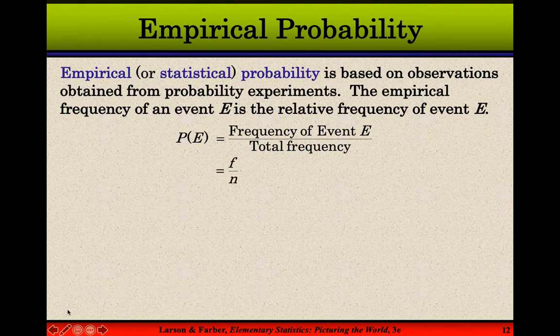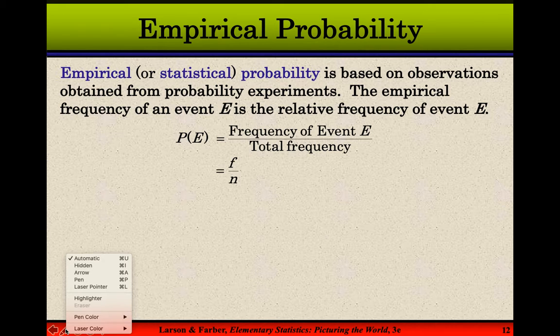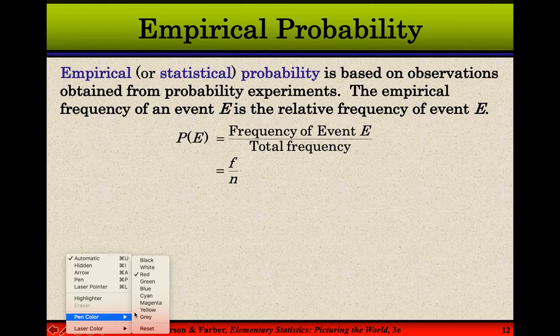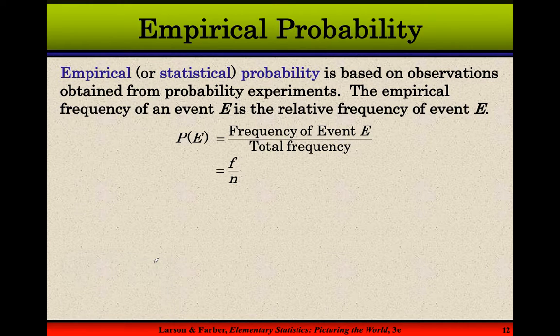We're going to talk a little bit more about basic probability, and we'll start with empirical probability. We ended the last part with classical probability. That's the type of probability you're most familiar with. Empirical or statistical probability is based entirely on observations.